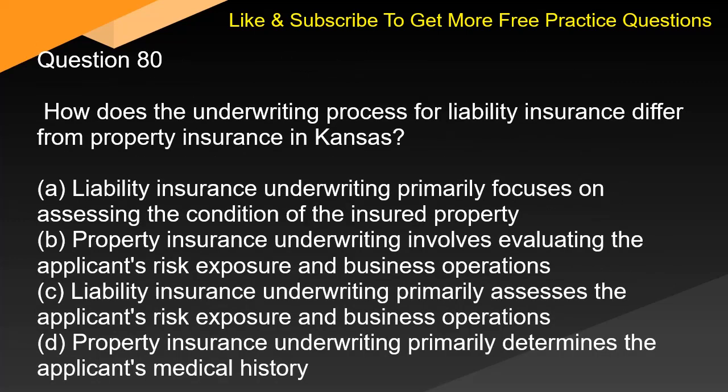Question 80. How does the underwriting process for liability insurance differ from property insurance in Kansas? A. Liability insurance underwriting primarily focuses on assessing the condition of the insured property. B. Property insurance underwriting involves evaluating the applicant's risk exposure and business operations. C. Liability insurance underwriting primarily assesses the applicant's risk exposure and business operations. D. Property insurance underwriting primarily determines the applicant's medical history.